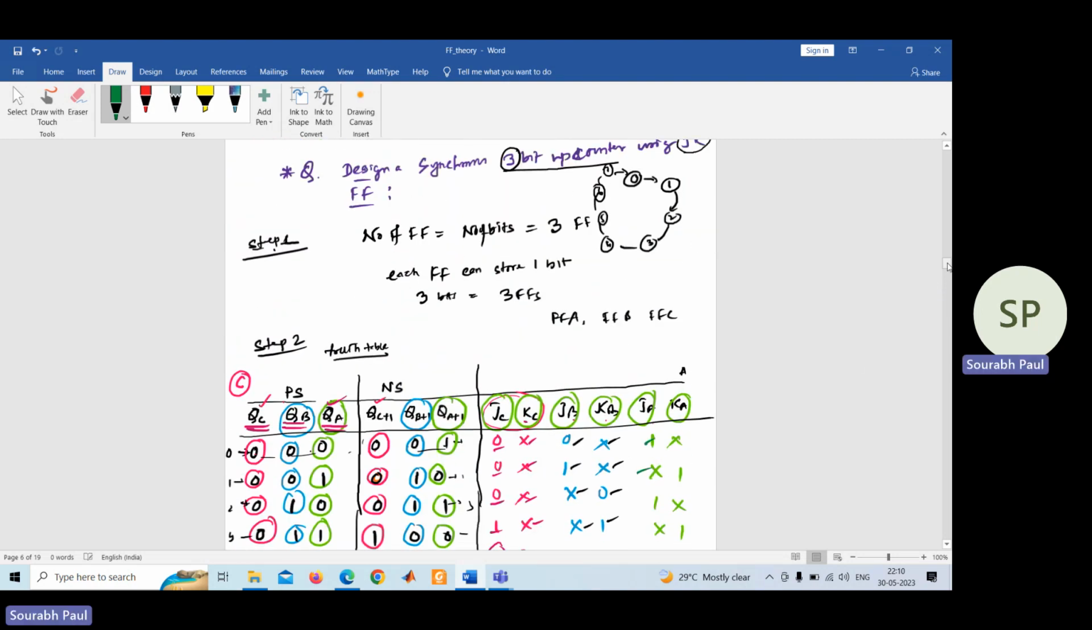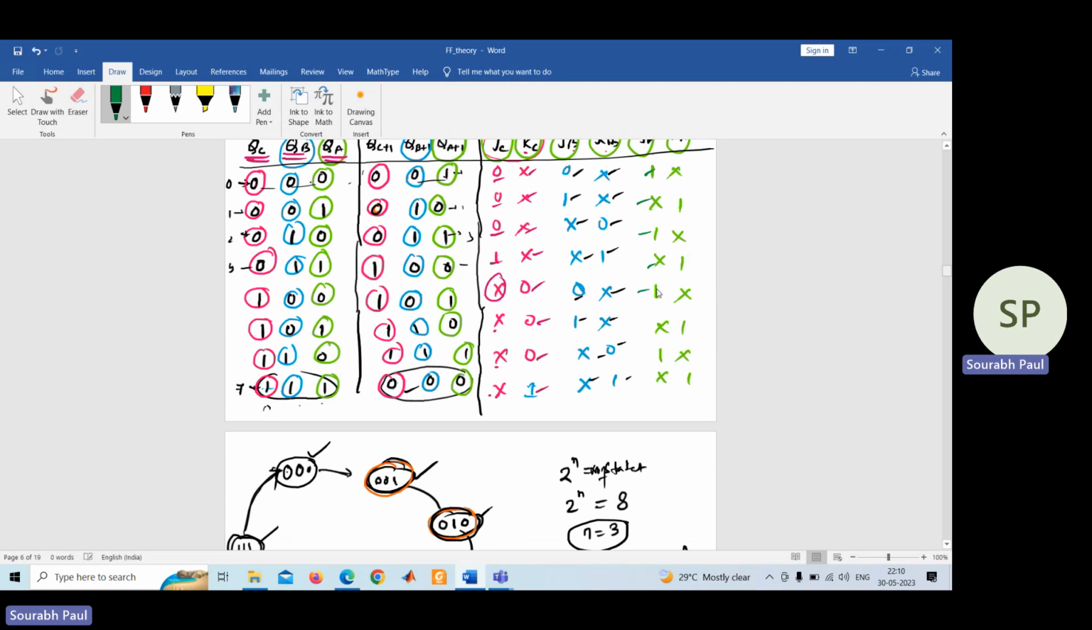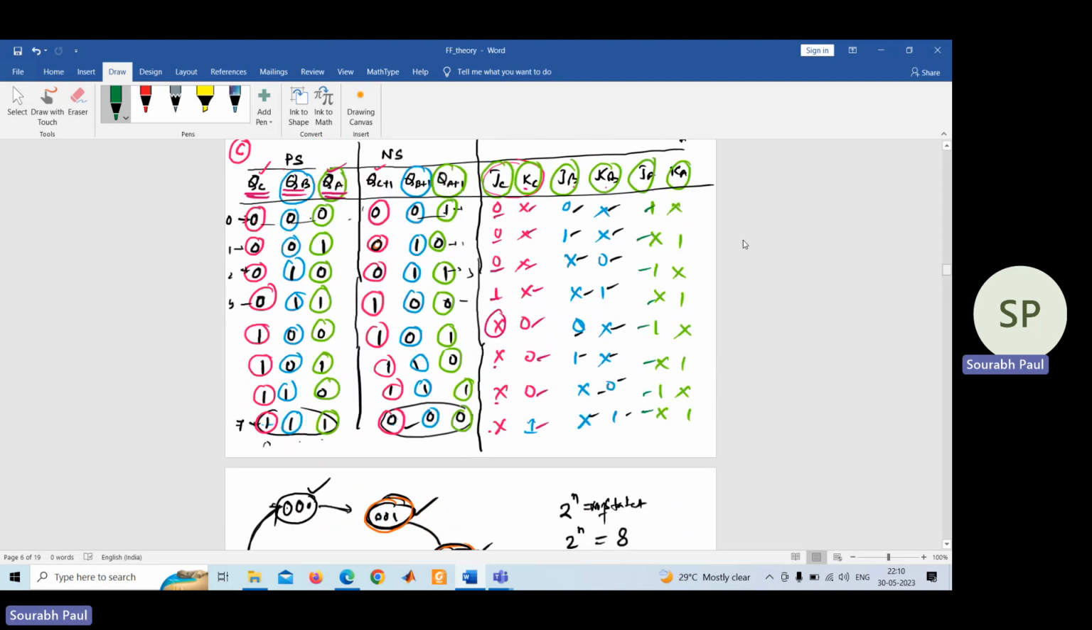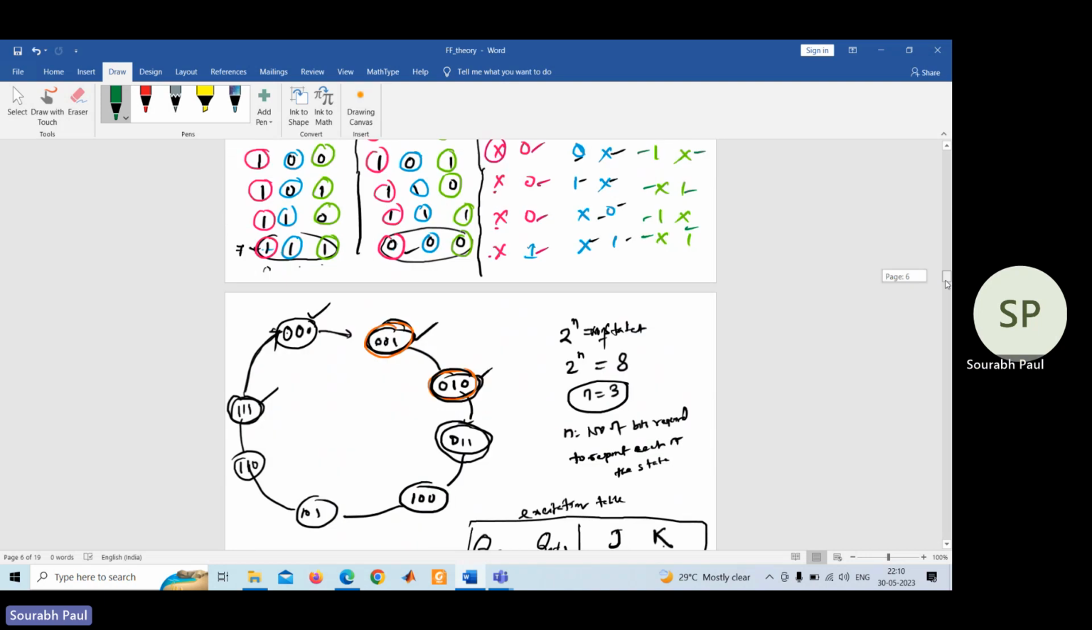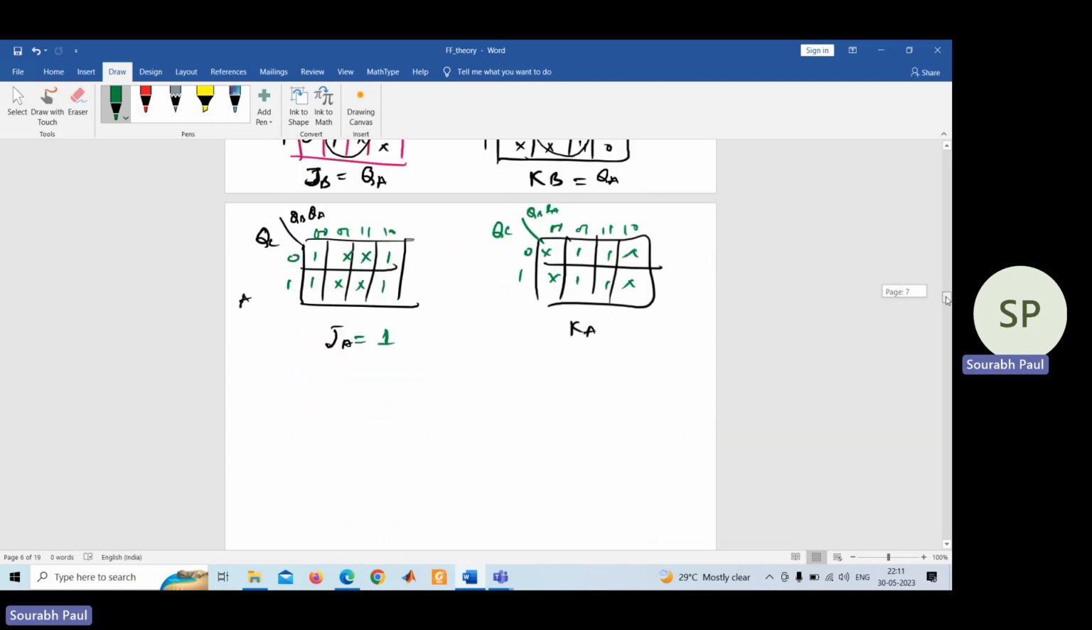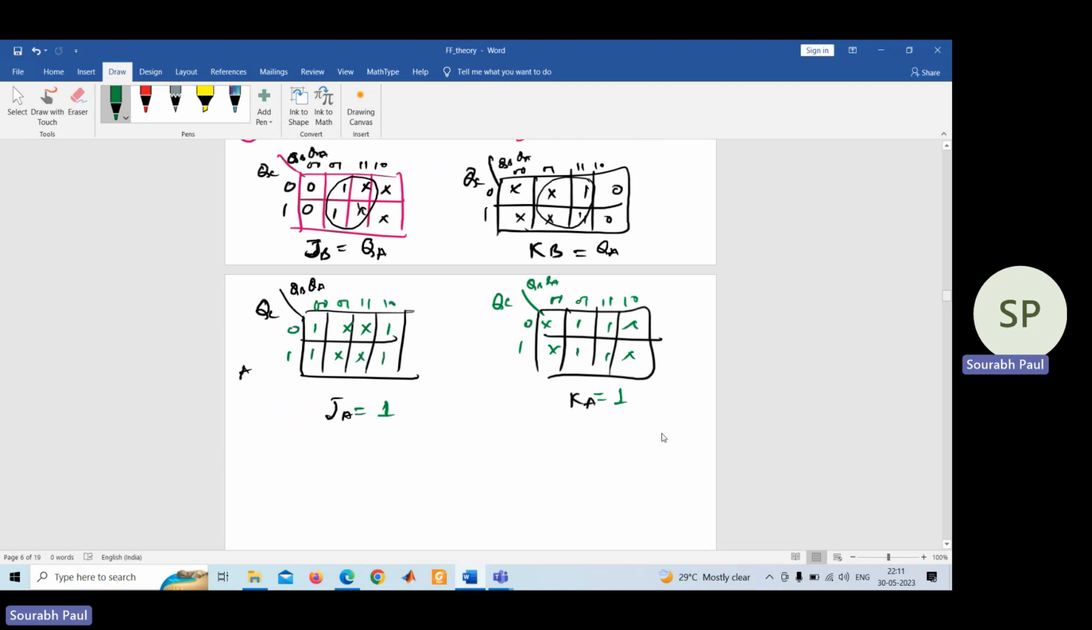1 don't care, 1 don't care, 1 don't care, 1 don't care. So these are 1 and don't care alternatively. So all the positions of the K-map are occupied, which means it's nothing but 1. Similarly for KA: don't care, 1, don't care, 1, don't care, 1, don't care, 1. So all the positions are occupied by either 1 or don't care. It means here also the result is 1.